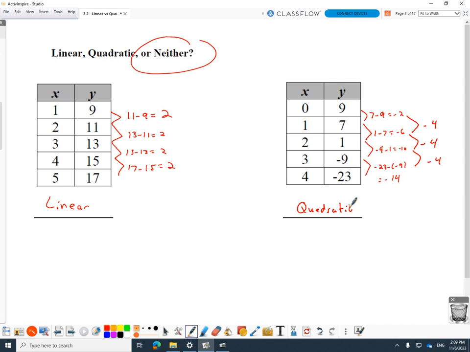What's that? It does it. This one does it the first time. Right here, it goes up by 2s. This one, it doesn't do it until the second differences. Good. Perfect question. That's why I did the linear first.